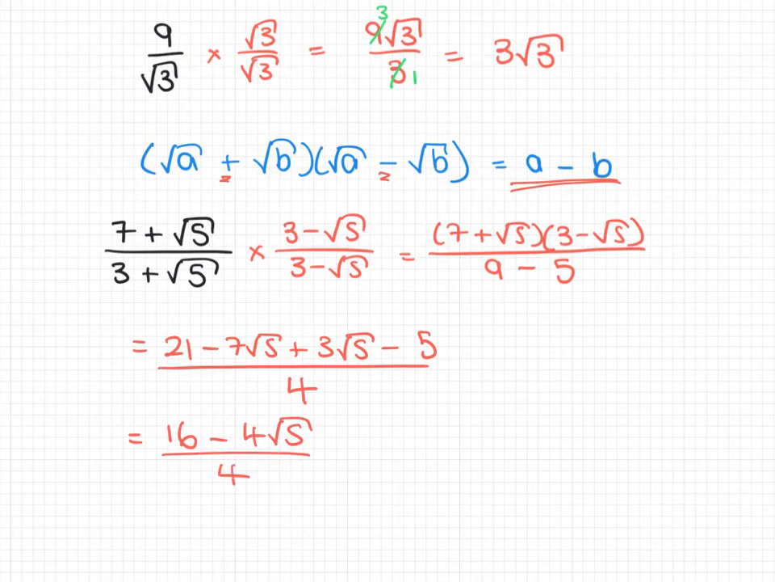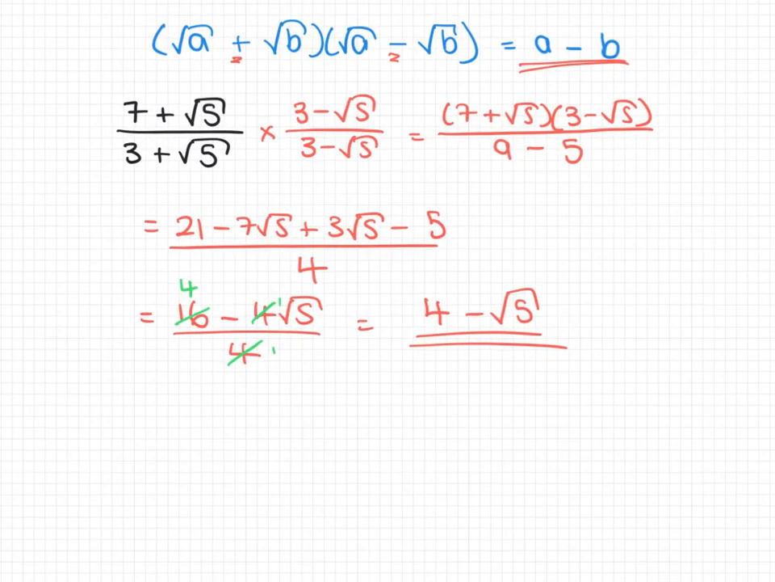And I can now divide 4 from every term. So each term, I can divide that by 4 to get 4. That by 4 would leave me with 1. That by 4 would leave me with 1. So it's simply going to be 4 minus root 5 as my final answer.